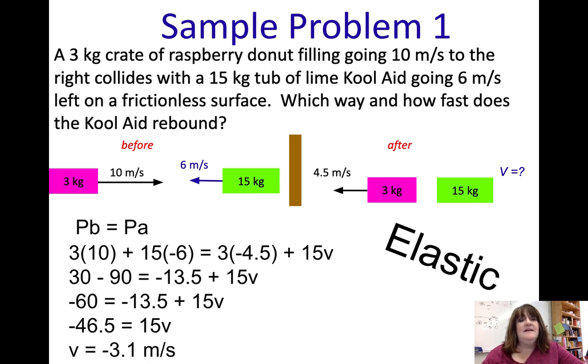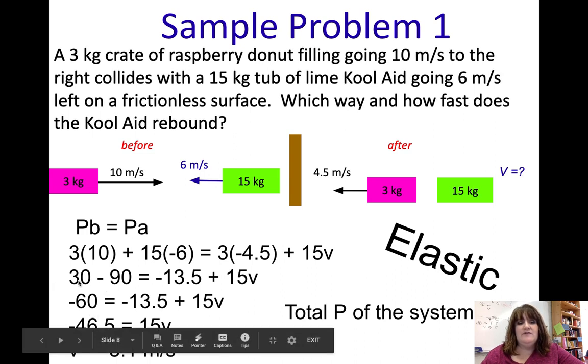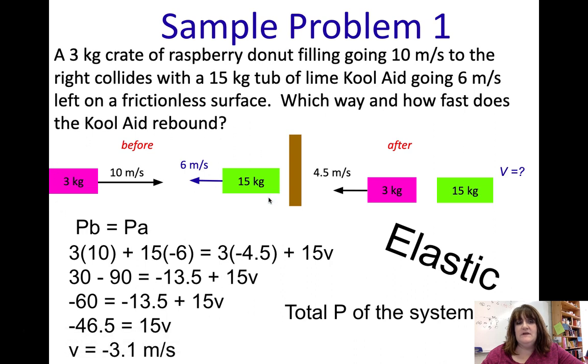That means that the lime Kool-Aid is going to follow behind the raspberry donut filling, headed off to the left because it's going in a negative direction. The total momentum of the system, well, it was back here. Whenever we found the total momentum of the system, it is whatever it is on one side where I had all the numbers. So the total momentum of the system would be a negative 60 kilogram meters per second.